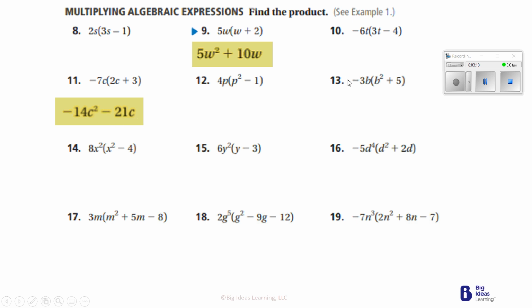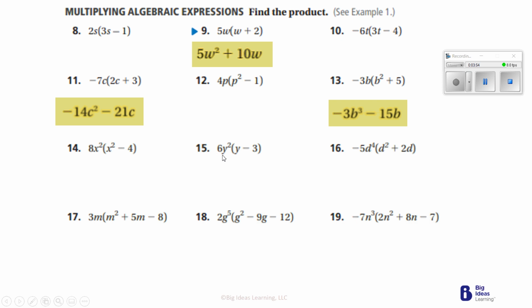Number 13 is next. I got negative 3b times b to the second power. Well, there's no numeral in front of b, so it's going to be negative 3, and then b to the third power. Because remember, b times b to the second power is really b to the 1 power times b to the second power. And as long as my base is the same, I can add my exponents. All in all, this should be negative 3b to the third power, and then negative 3 times 5 will be negative 15, so that's going to be negative 15b. That leaves my answer, negative 3b to the third power minus 15b.